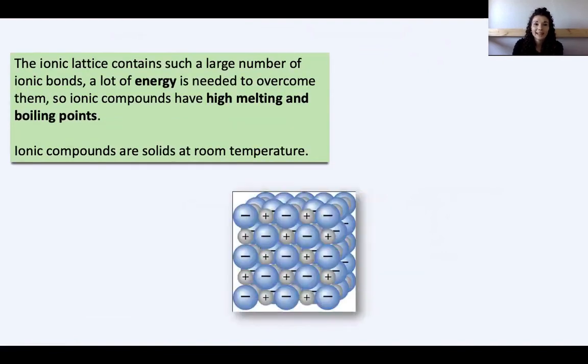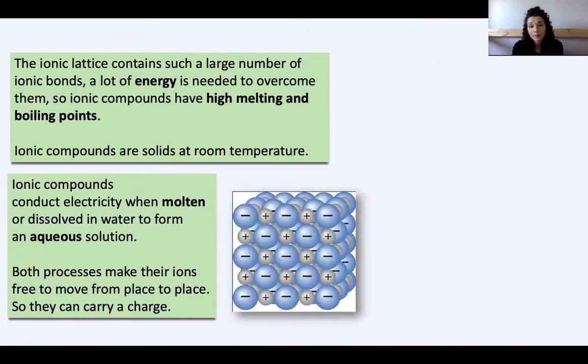We call these electrostatic forces. And the ionic lattice contains such a large number of ionic bonds that a lot of energy is needed to overcome them. So much energy that they've got a really high melting point, because it needs so much thermal energy to break those apart. So they've got a high melting point and a high boiling point, and they are solid at room temperature.